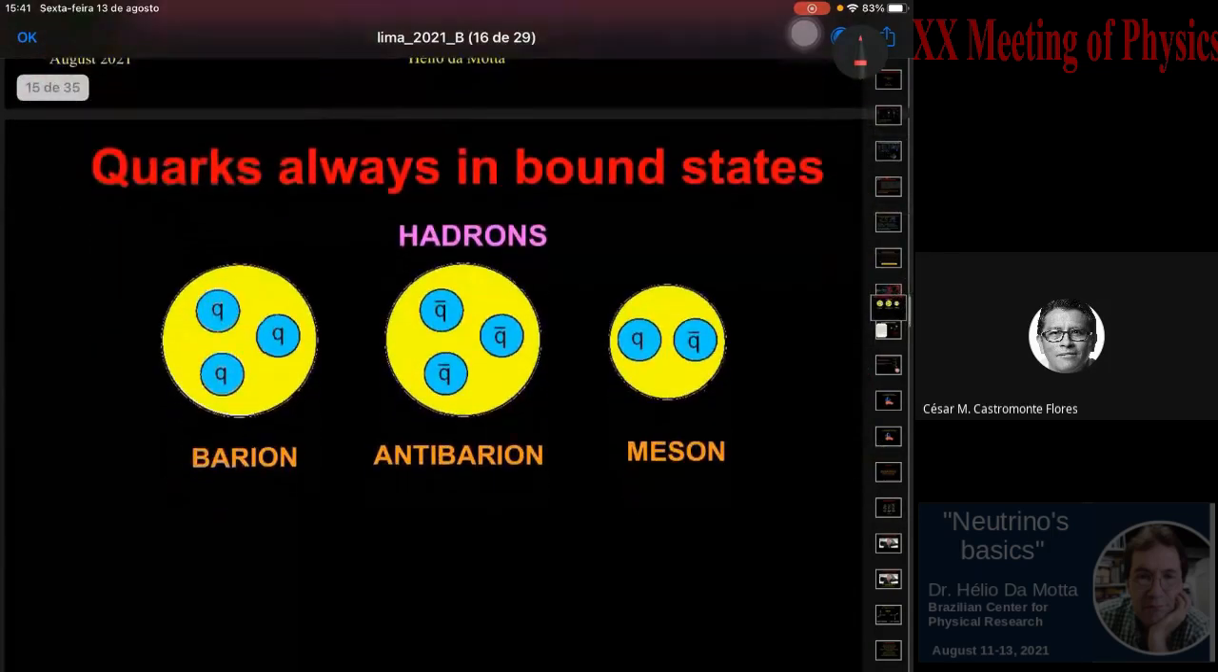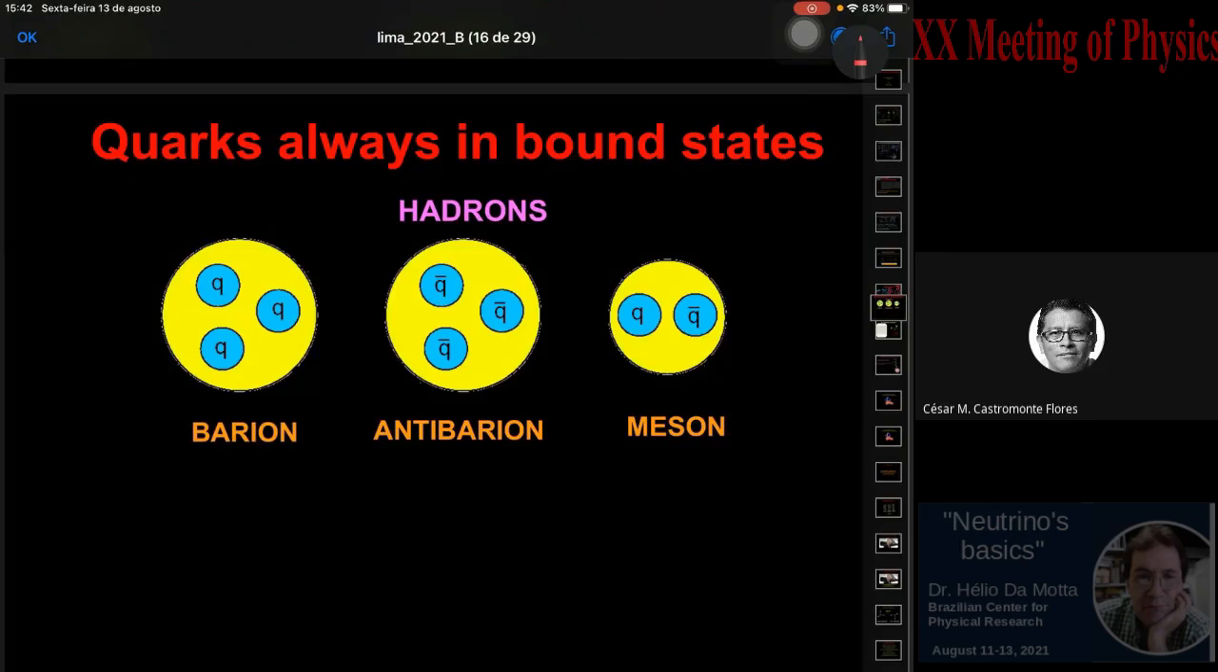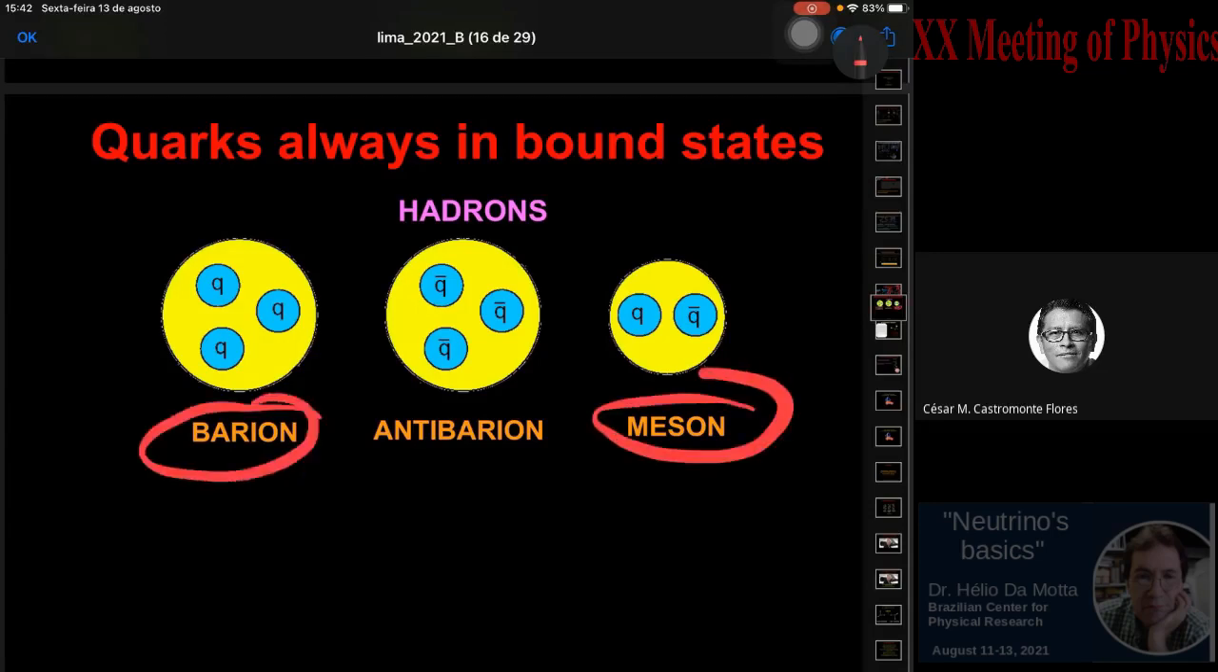Now, just a short mention because I'm going to use this right now. Quarks are never free. Okay? The quarks are always together. Either you have a particle with 3 quarks, or you have a particle with 3 antiquarks, or you have a particle with a quark and an antiquark that we call a meson. Okay? This we call a baryon, and this is antibaryon.